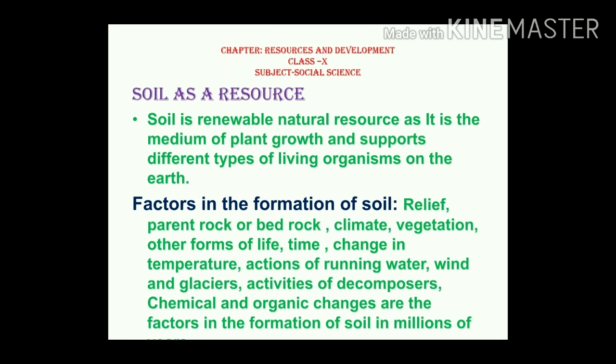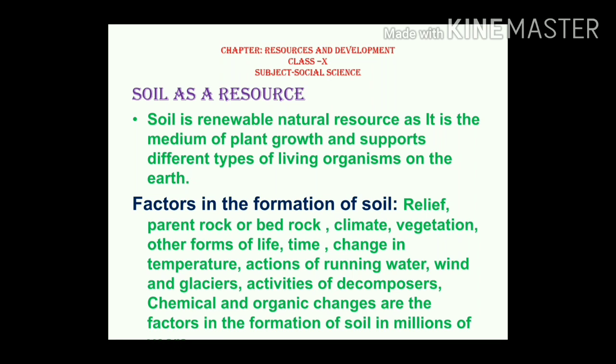Now what are the factors that take part in the formation of soil, students? Page number 8 of your textbook makes the point clear that there are a variety of factors. Soil is a living system, and as I already told you, it takes millions of years to form soil up to a few centimeters in depth. And which factors have an effect? Relief features, parent rock, climatic conditions, vegetation, other forms of life and time, all are important.